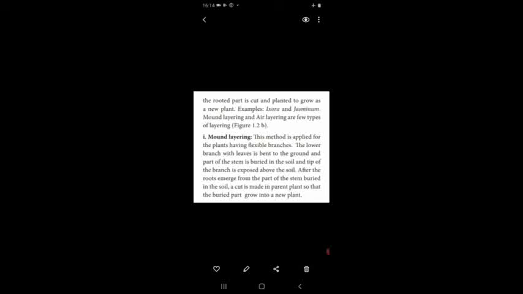After a few weeks, the stem portion which is buried under the soil has nodal regions which produce adventitious roots. Once the root is produced and attached into the soil, a cut is made in the parental plant so that the buried part grows into a new individual. That is called mound layering.